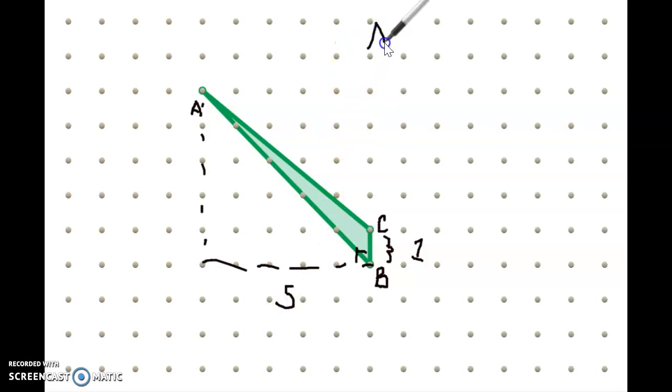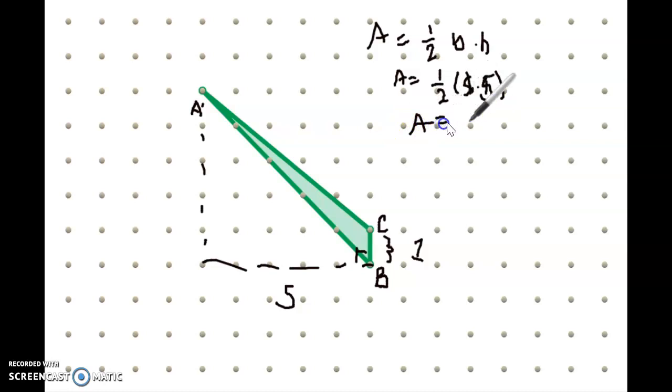So we know that the area of a triangle is 1/2 of base times height, and thus the area of this triangle is going to be 1/2 of 5 times 1, or 1 times 5. And thus the area will be 5/2 units squared. So we know that the area of the triangle is 5/2 units squared currently.